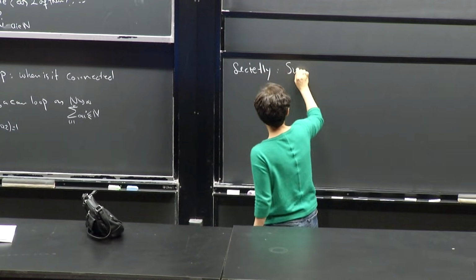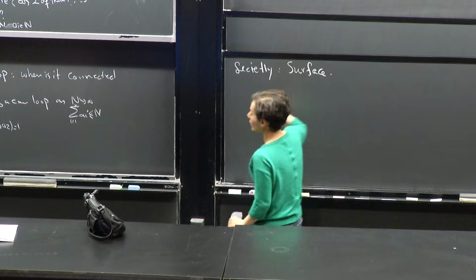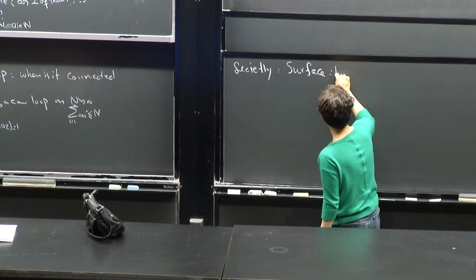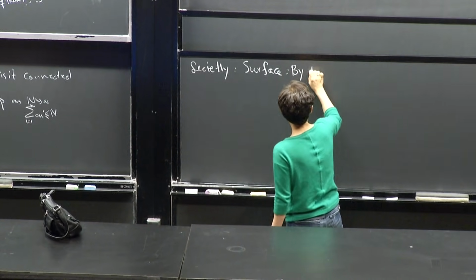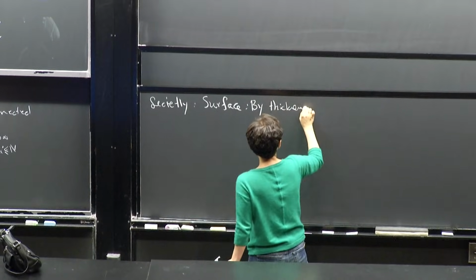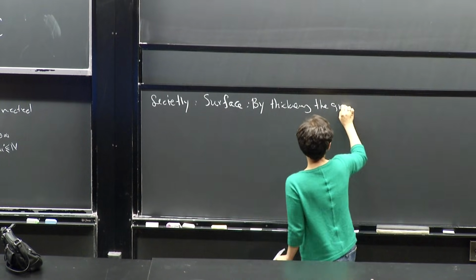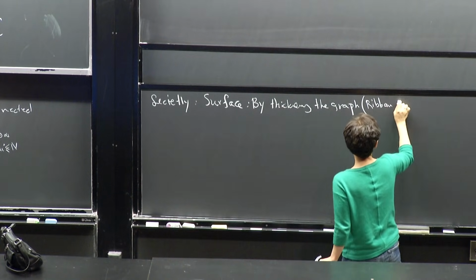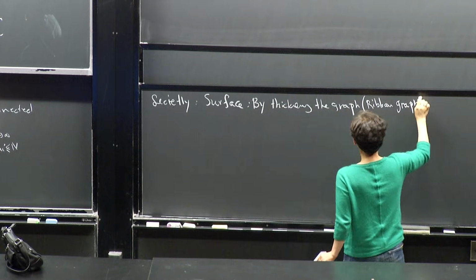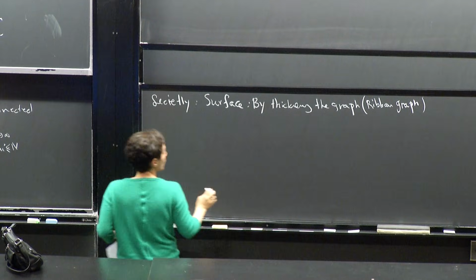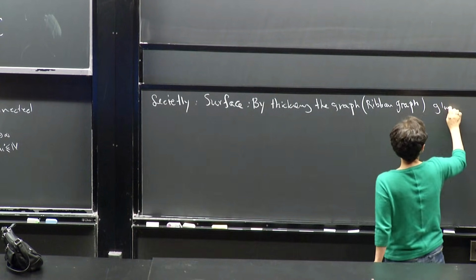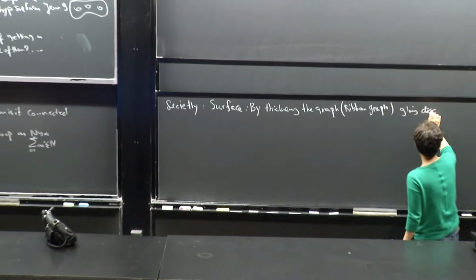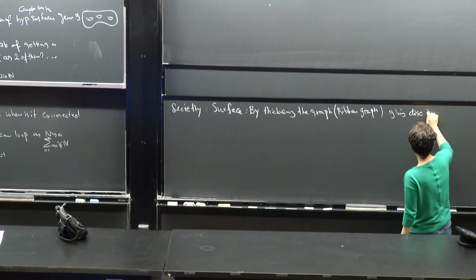there's a surface behind this question. And the surface is the surface that you get by thickening the graph, which is, we start with a ribbon graph, and gluing basically disks to get a compact surface.